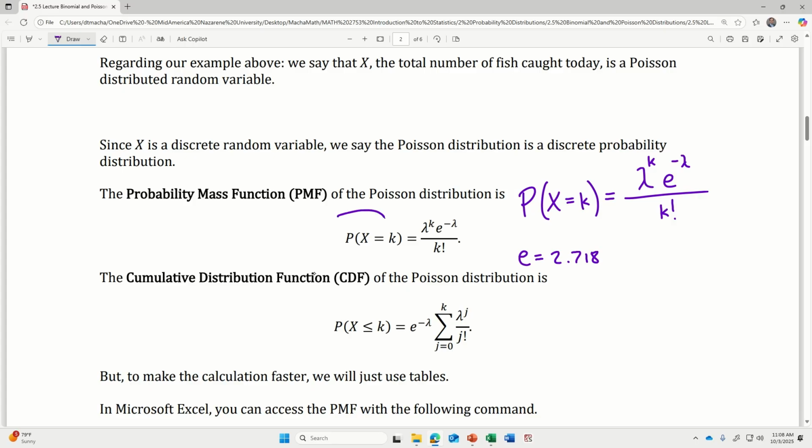So K is, what's the number I'm asking about? In other words, what's the probability that my random variable is exactly equal to K? Lambda is my expectation. How many do I expect to get on a typical day?